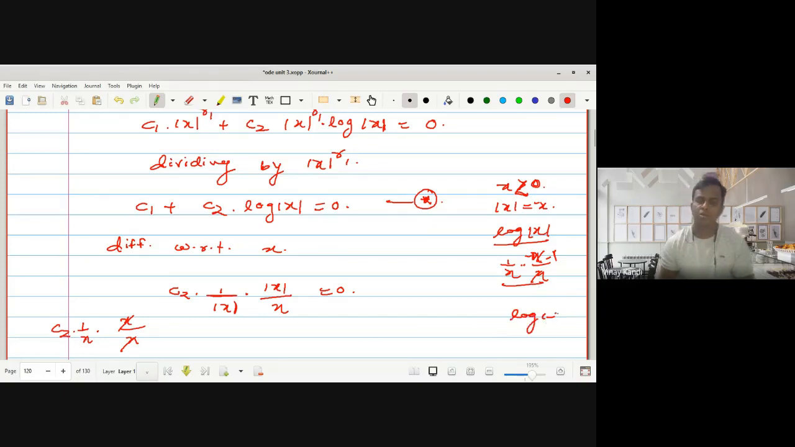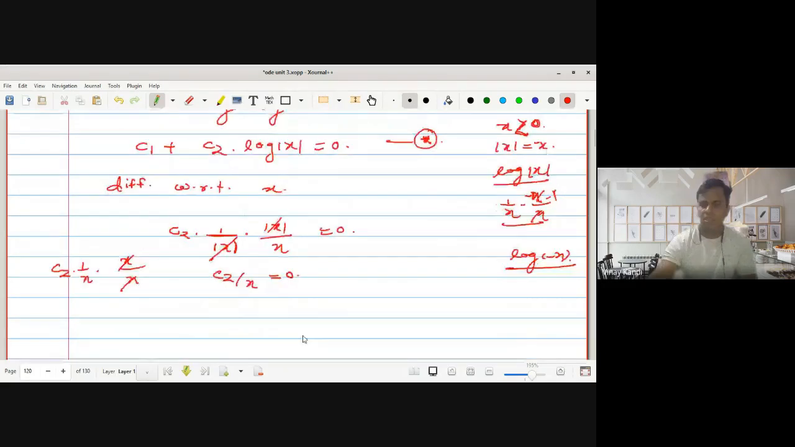Okay, combining these two equations, we get here C2 into 1 upon mod x into mod x upon x is equal to 0. This term gets cancelled, so C2 upon x is equal to 0. ही कंडिशन कशाला मी सांगेन नंतर. मायनस साठी x लेस दॅन 0 असेल तर काय होईल? mod x is equal to -x.